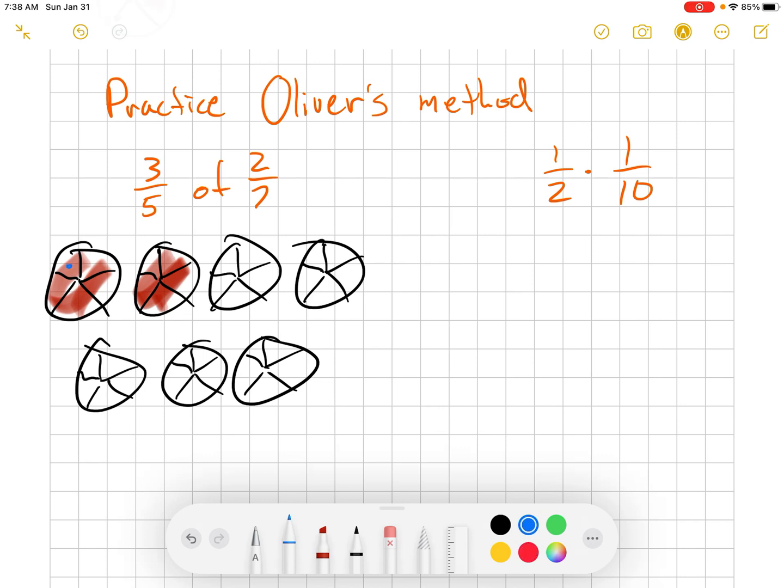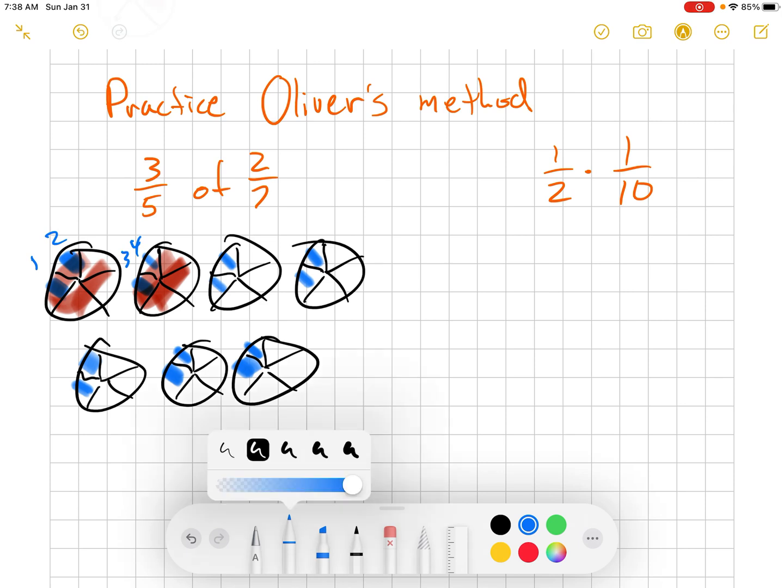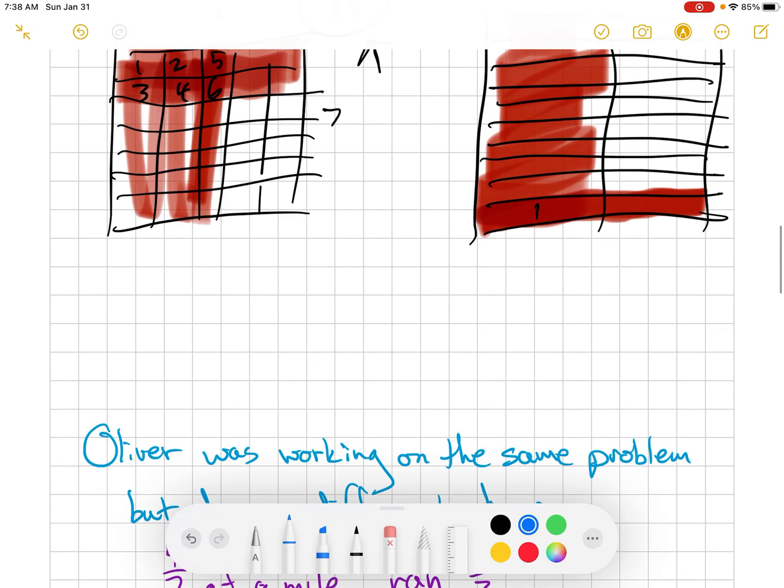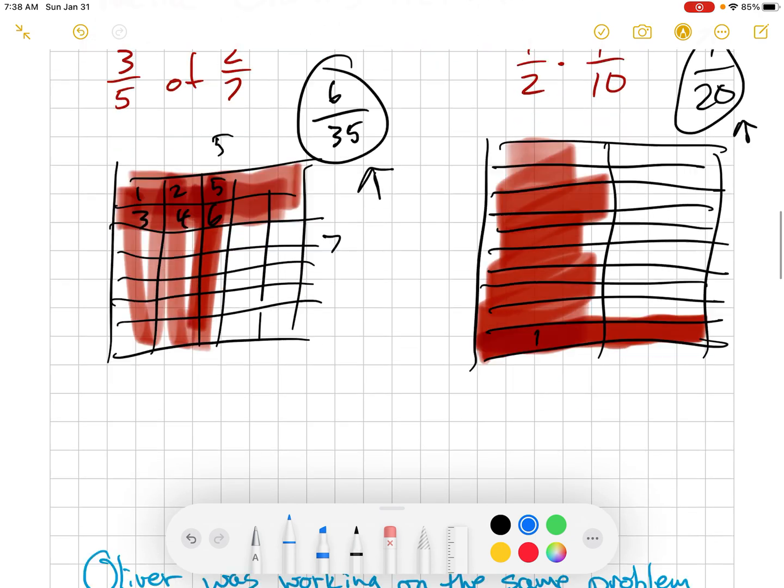So 2/7, right? I'm going to go 1, 2, 1, 2, 1, 2, 1, 2, 1, 2. And again, we're looking at which ones are double shaded. 1, 2, 3, and 4, right? So how many do we have? We have 4 out of what? 35 pieces. Is that what we had from up above? Let's check. Oh, 6. We should have 6.